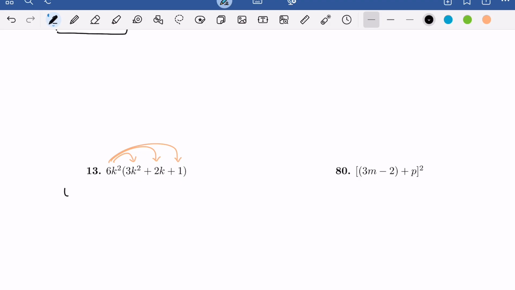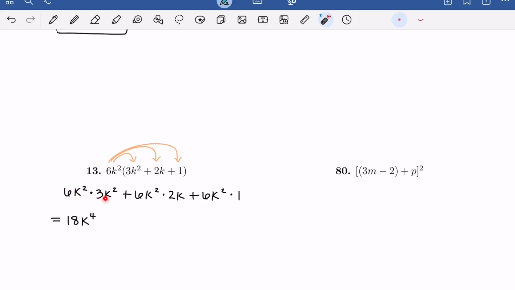So let's write out what we have. We have 6k squared times 3k squared plus 6k squared times 2k plus 6k squared times 1. Now notice this first term is going to be the product of two monomials. Just like we saw in the first example, we can multiply these numerical values and these variables. So we're going to have 6 times 3, that's going to give us 18. And then k squared times k squared is going to give us k to the fourth power, since we're multiplying these, we can add their exponents.